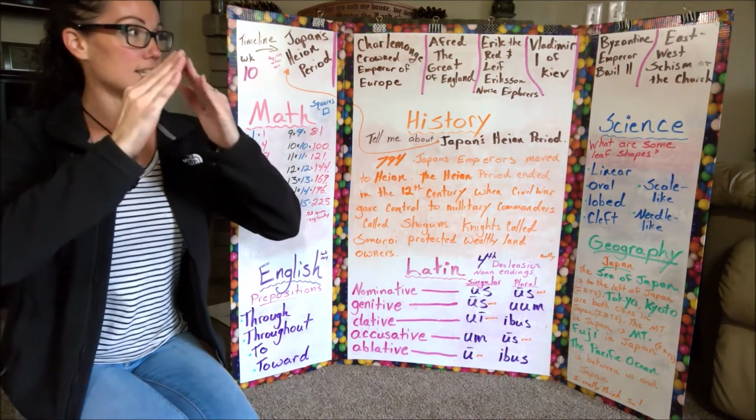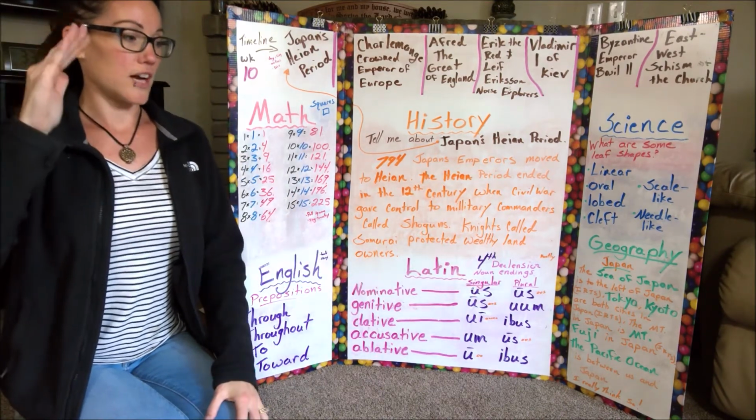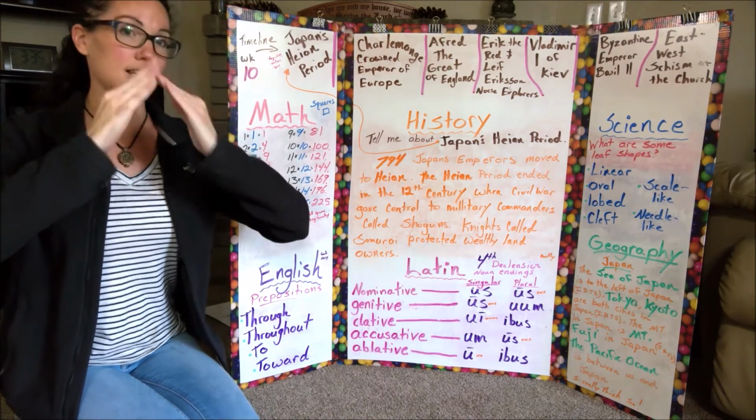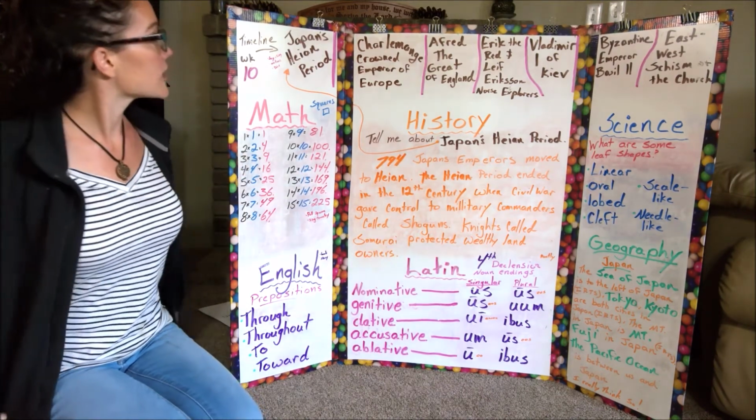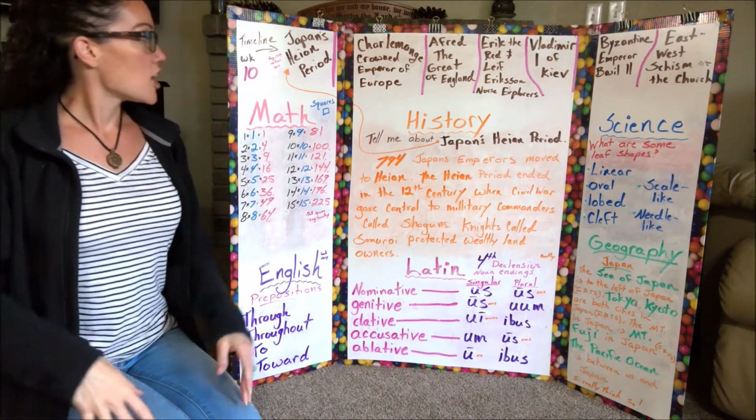East, West schism of the church. So you got both sides, the East, the West, and then it's split. And all together, it looks like this.